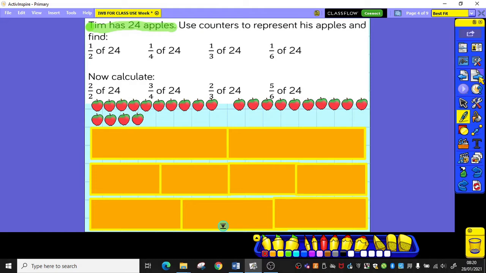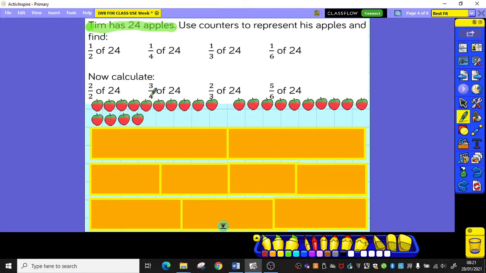Tim has 24 apples. He uses counters to represent his apples, and then we've got a certain amount of fractions that we need to find of that 24. So if we take the first question, I know that lots of us can actually do that question straight away in our head. Very simple. But if we had to find 2/3 of 24, 5/6 of 24, that's when lots of us start to find it a little bit more complicated. So we need to practice using this fraction wall.